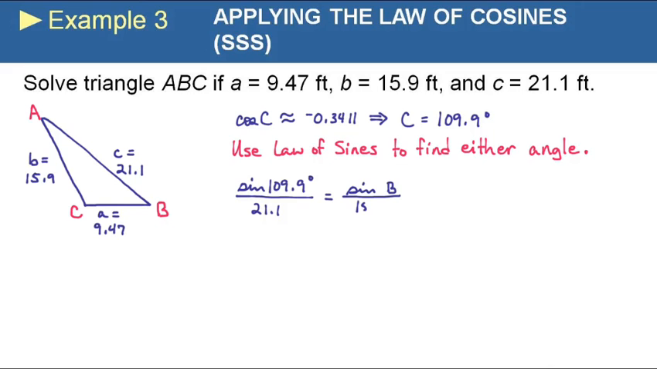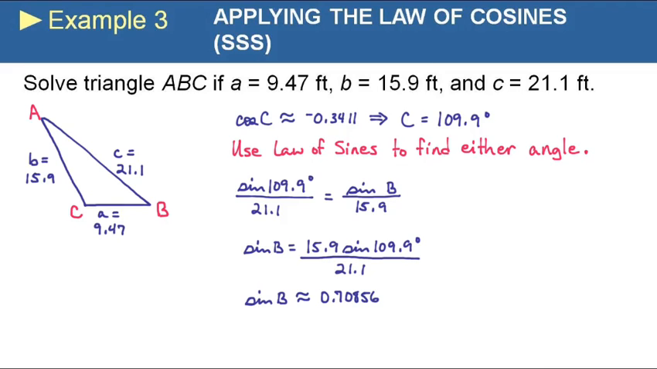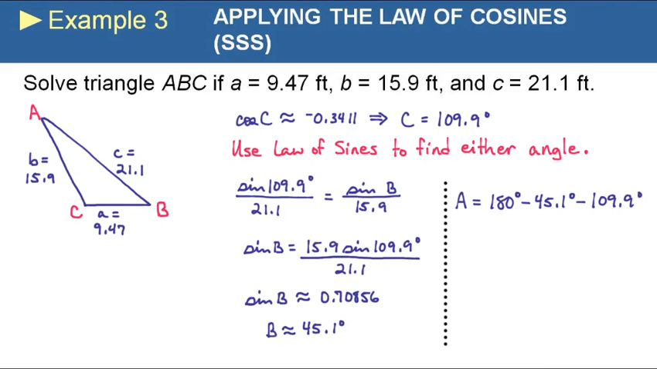And I choose to find angle B. So sine of C over side C equals sine of B over side B. And we're going to multiply both sides by 15.9. And now get a number for that. And inverse sine of this number will tell you the angle. And this is about 45.1 degrees. And now to find the third angle, there's no need to use another law because now we know two angles. We can just subtract from 180 to find the remaining angle.